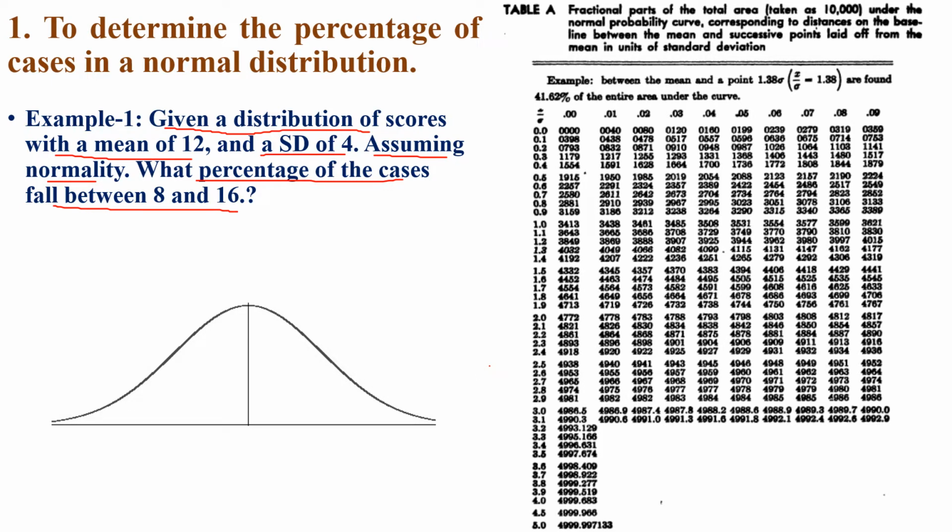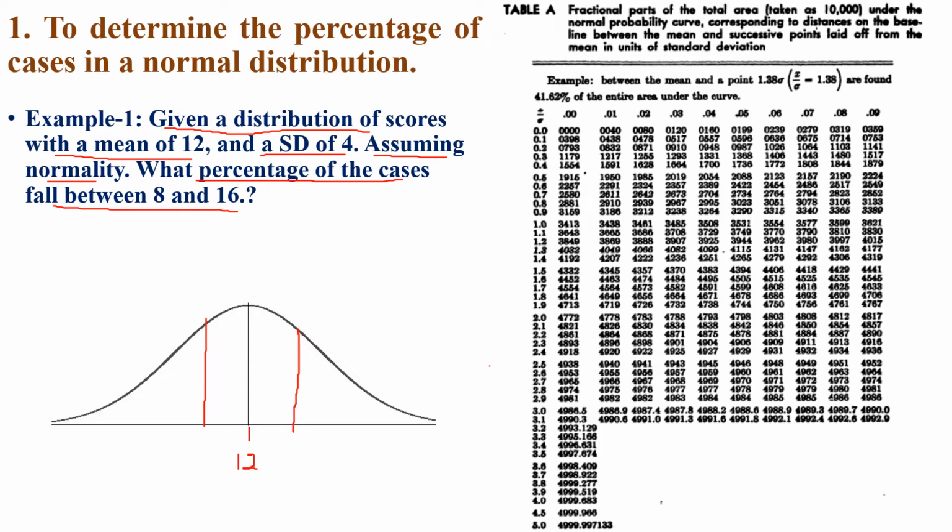Before starting this, first of all, keep in mind this is the normal distribution, and as per the normal distribution, now we can mark the mean value. Mean value is 12, and the standard deviation, obviously we are aware, is 1 SD plus and 1 SD minus. So this is the minus side and this is the plus side.